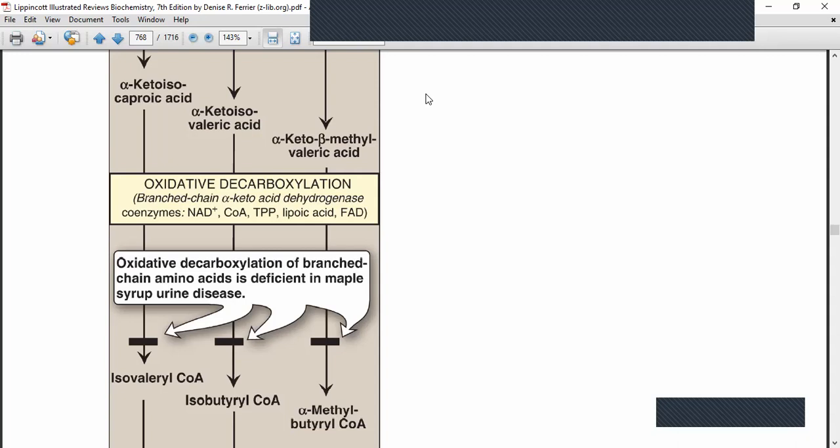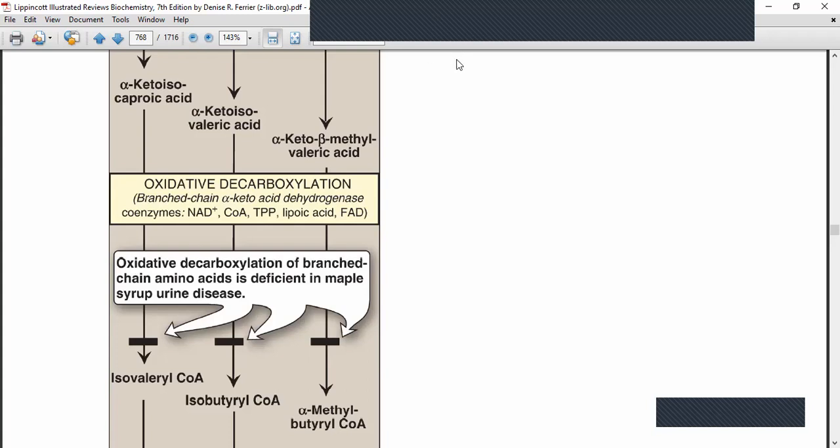Remember, I've made a video on the pyruvate dehydrogenase complex. I will attach the link in the description if you want to see it. Remember that enzyme is also synonymous with alpha ketoglutarate dehydrogenase. In what ways? It is a complex of 3 enzymes, and those 3 enzymes require specific coenzymes.